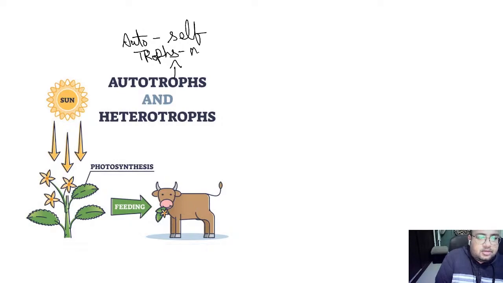Trophs means nourishment. Okay. Autotrophs. You can define something by keeping this only. Self nourishment is called autotrophs. So what is that self nourishment? Living organisms, we discussed about this earlier.